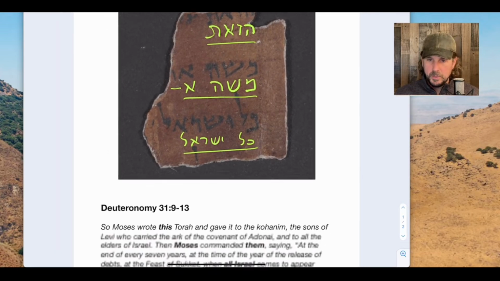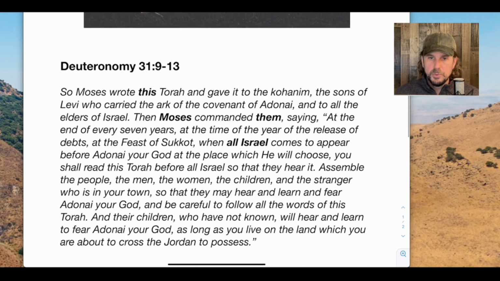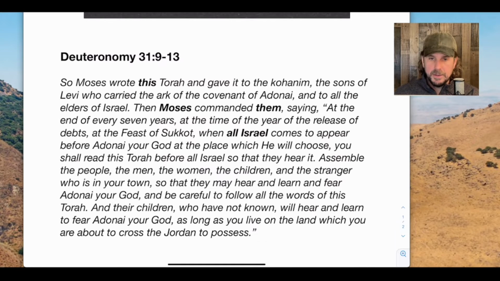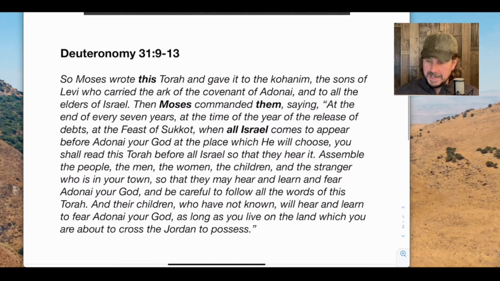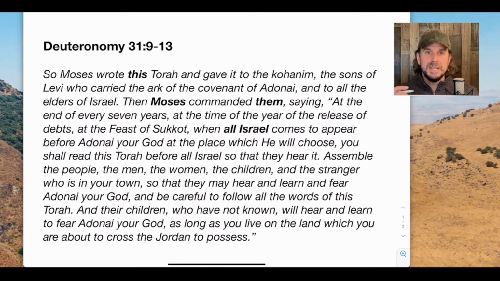Well, what I've got here below is a translation from Deuteronomy 31, 9 through 13. And the words I have in bold here are the words that we see in this fragment. Deuteronomy 31, 9 through 13. So Moses wrote this Torah, HaTorah Hazot. So that's the word we see up there.